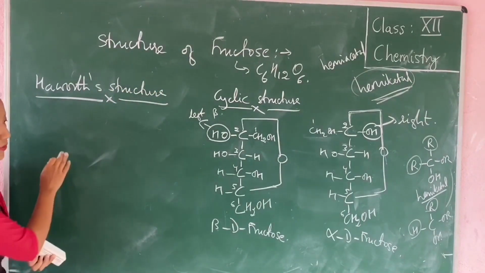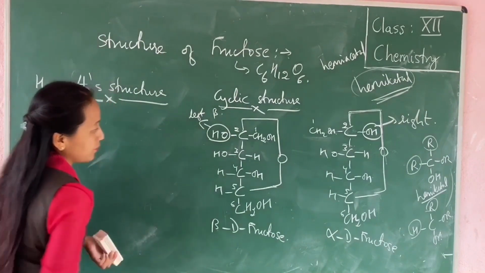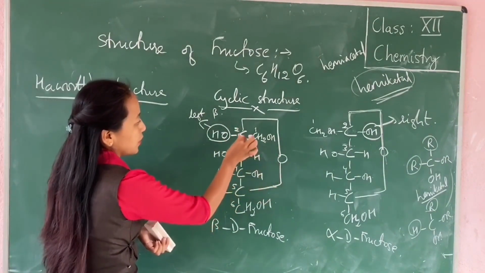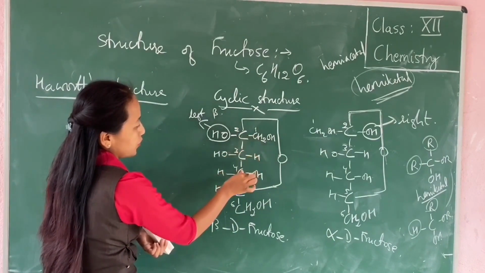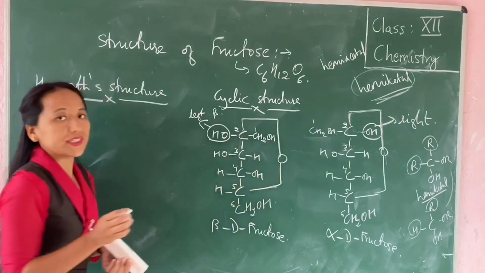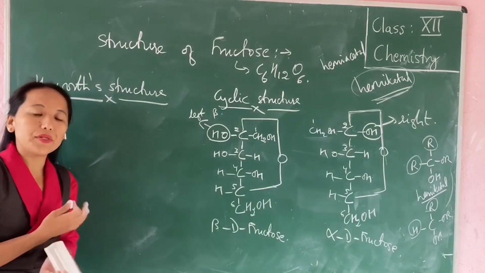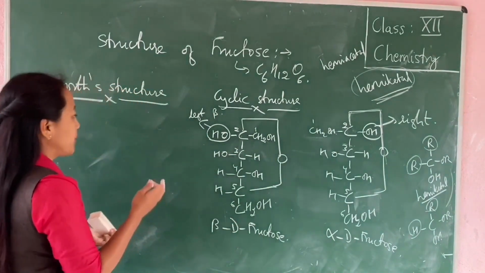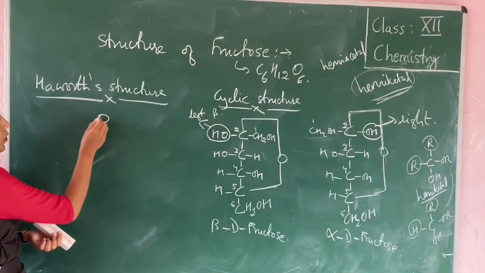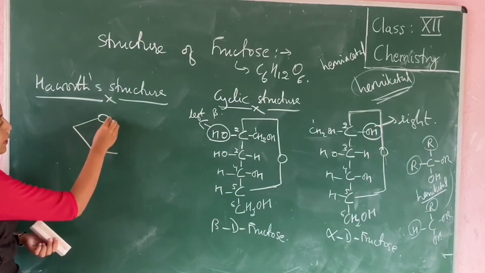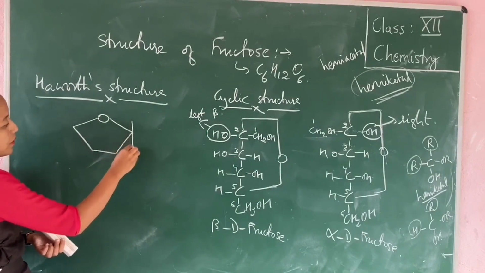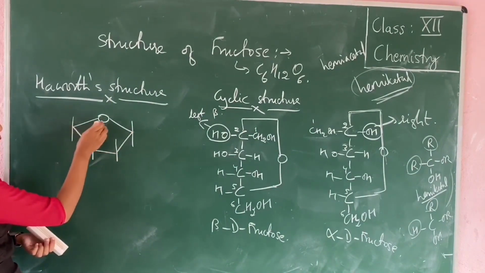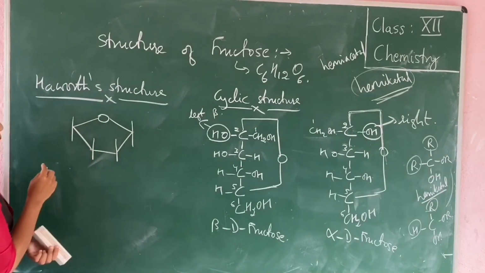Okay, first I'm going to write down the Haworth structure of beta-D fructose. Now you can see that the ring is formed between 1, 2, 3, 4 carbon atoms and 1 oxygen. That is, it is a 5-membered ring, whereas in the case of glucose, it forms a 6-membered ring. So in the case of a 5-membered ring, you will draw it like this: 1 carbon, 2 carbon, 3, 4 carbon with 1 oxygen. It is again a 5-membered ring.